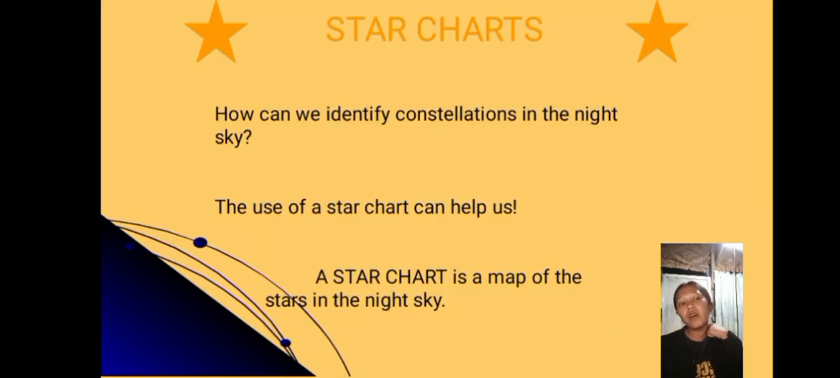Okay, so how can we identify constellations in the night sky? So of course, the use of a star chart can help us. So what is a star chart? A star chart is a map of the stars in the sky.